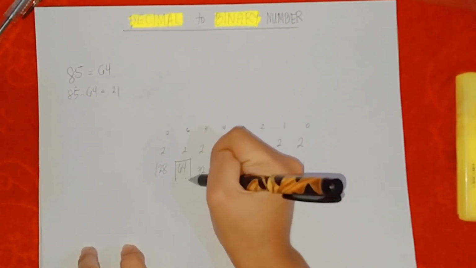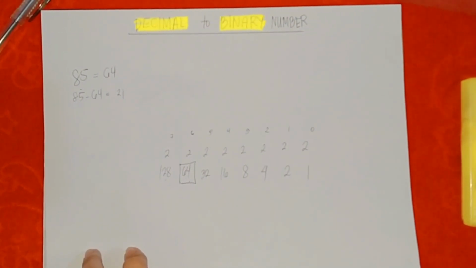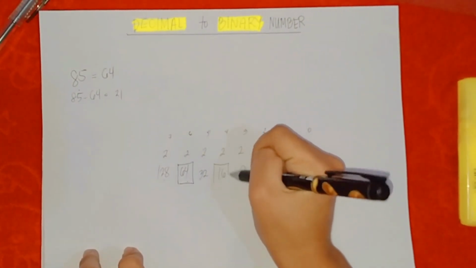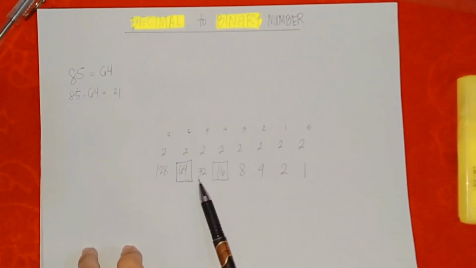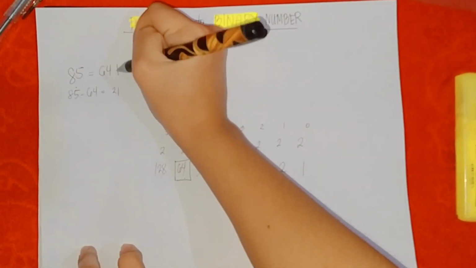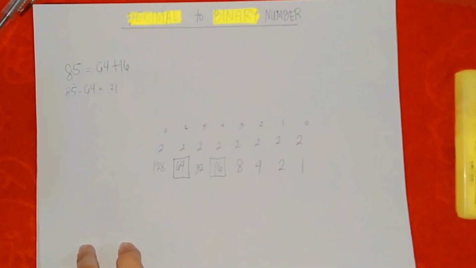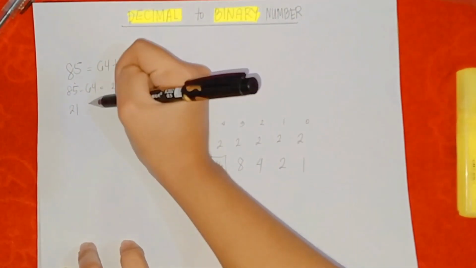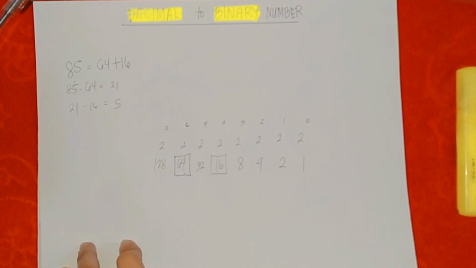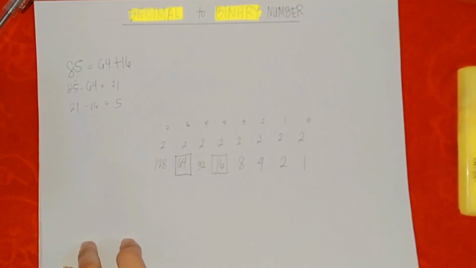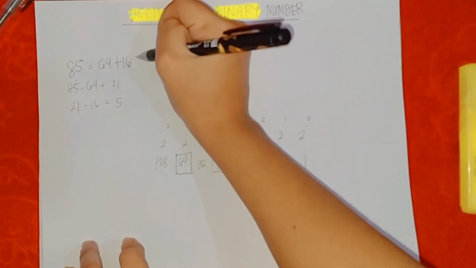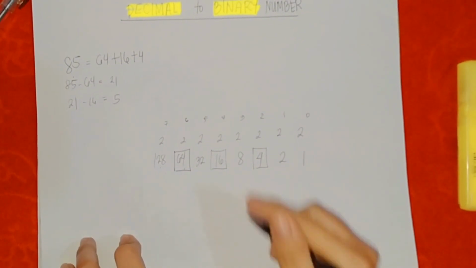So let's box the 64. The next highest number that is less than or equal to 21 would be 16. Again, we will not use 32 because 32 exceeds 21. So let's put here 16, and subtract again. 21 minus 16 is equal to 5. The next highest number that is less than or equal to 5 is 4. Let's put here 4, and subtract again.